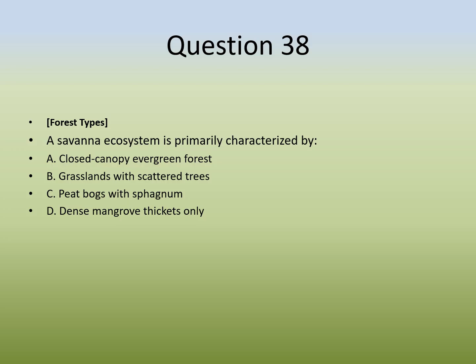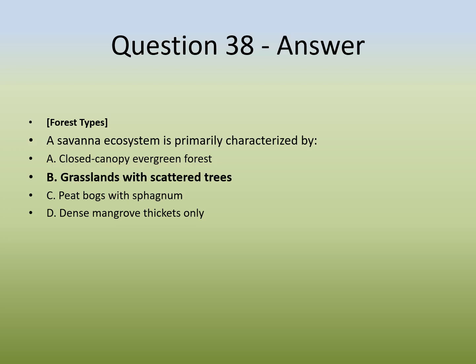Question 38. A savanna ecosystem is primarily characterized by A. Closed canopy evergreen forests, B. Grasslands with scattered trees, C. Peat bogs with sphagnum, or D. Dense mangrove thickets only? The answer is B. Grasslands with scattered trees.